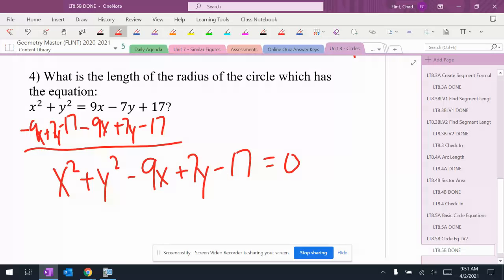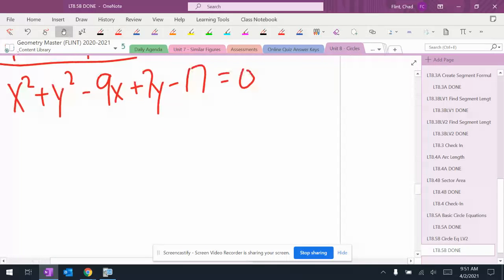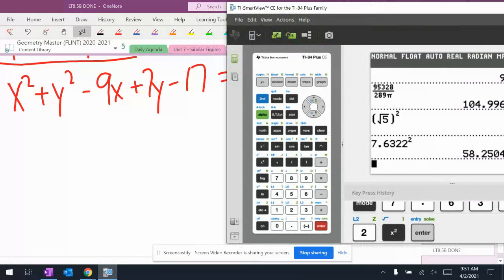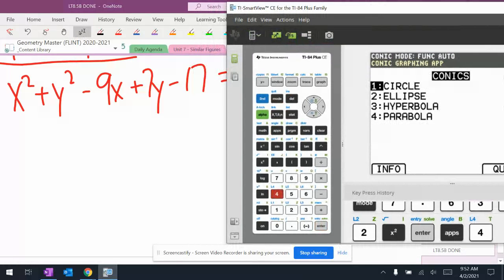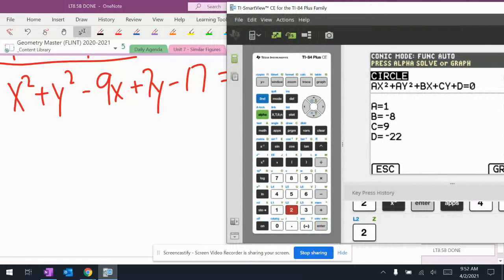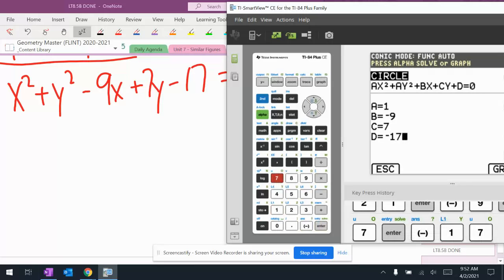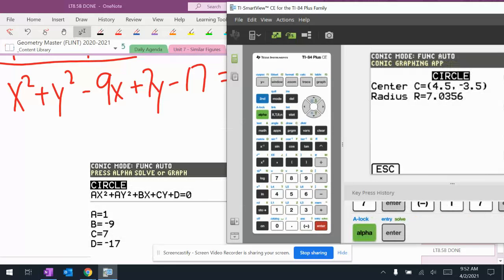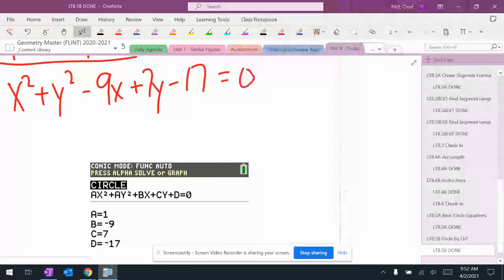So I've got that. So I am going to take this up here, and I'm going to see what the center and radius is. So I'm going to hit maps, 4 for conics, 1 for circles, 2. A is 1, so it's in front of the x squared and the y squared. If I had moved them their way, it would be -1, and it would still work. B is -9, so it's in front of the x. C is 7, and D is -17. And I'm going to go ahead and drop that. Alpha, enter. Okay, gives me that radius right there.